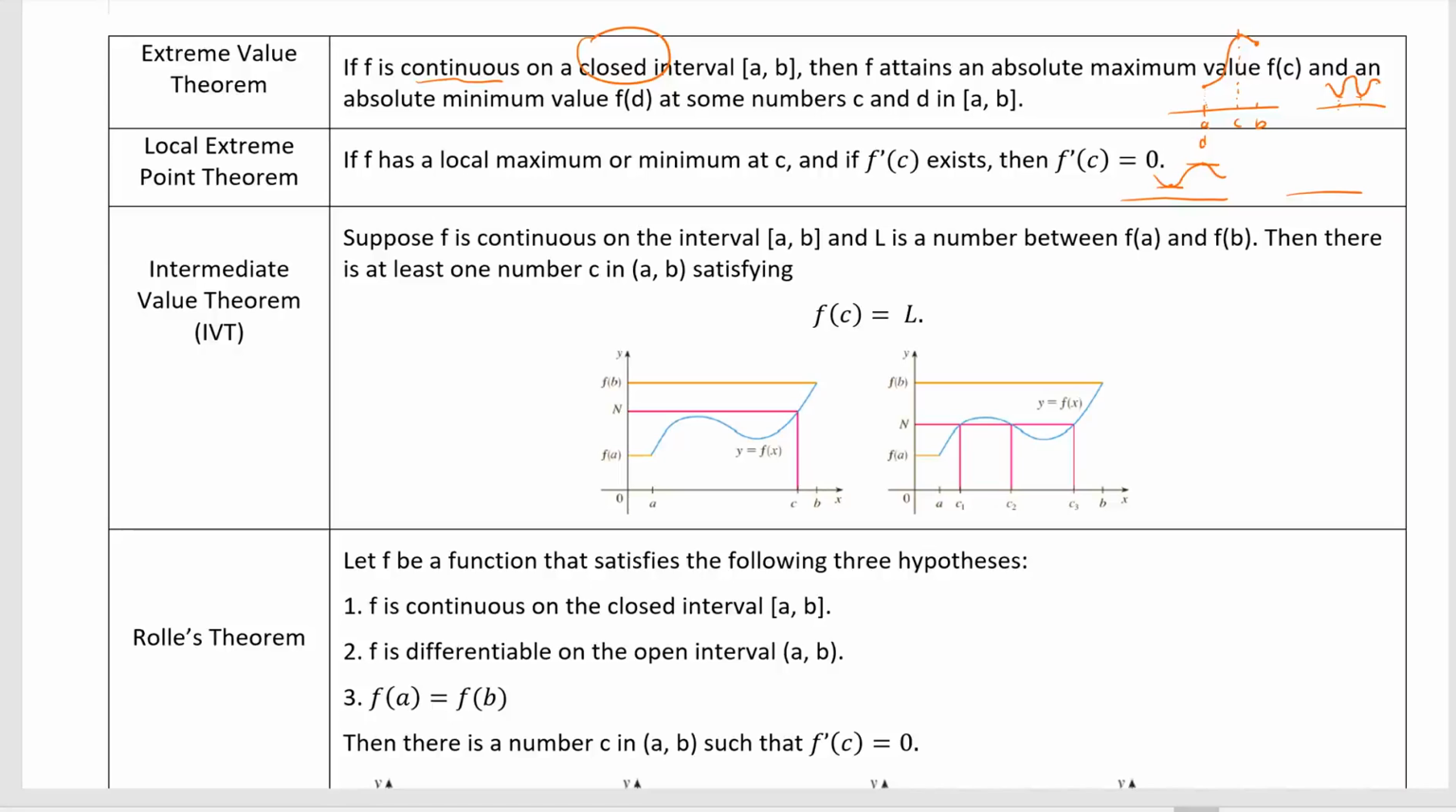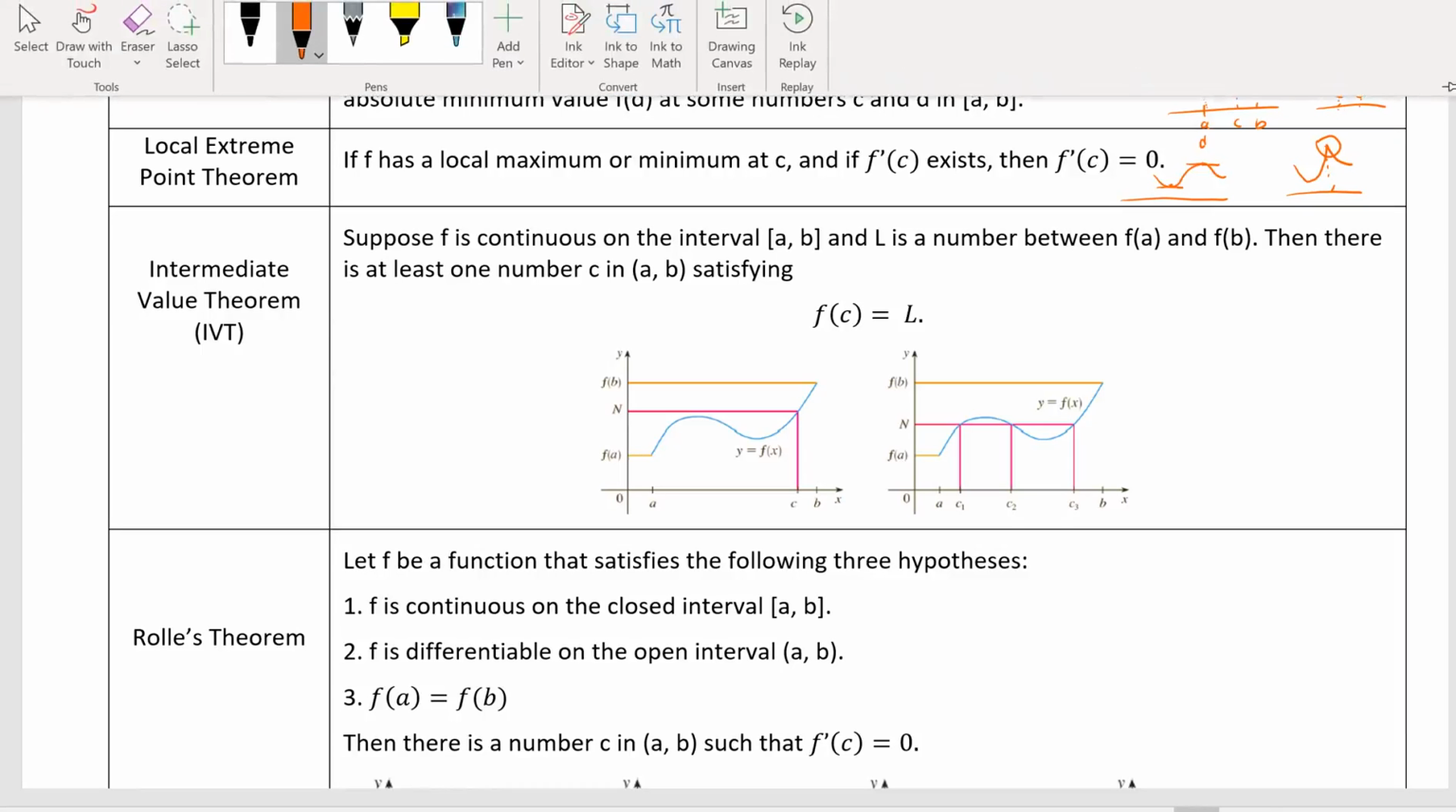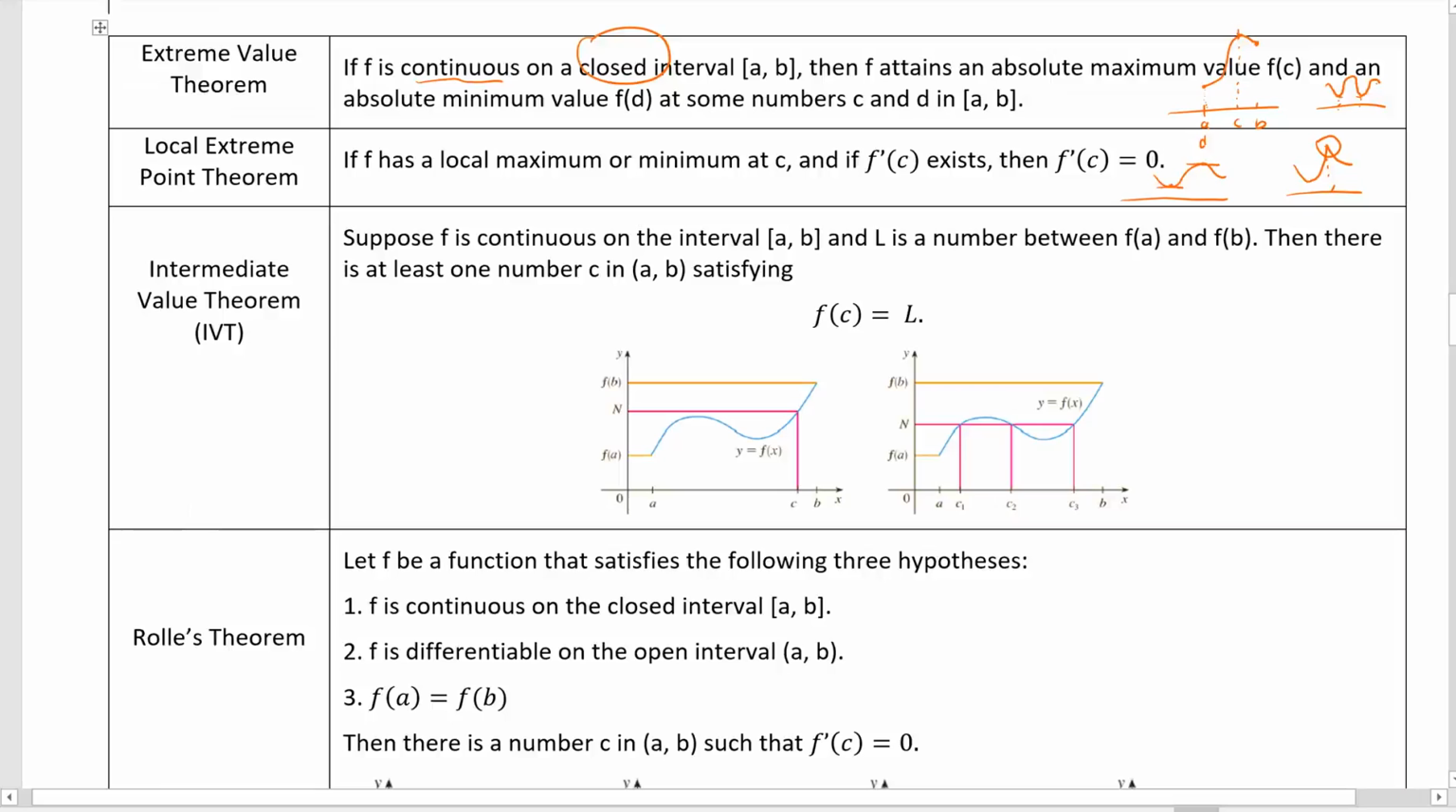So the picture could be something like that. At this point, the derivative does not exist, but we also have a local maximum there. So you can say this theorem is about: if f has a local maximum or minimum at c, then either f'(c) is 0 or f'(c) does not exist.